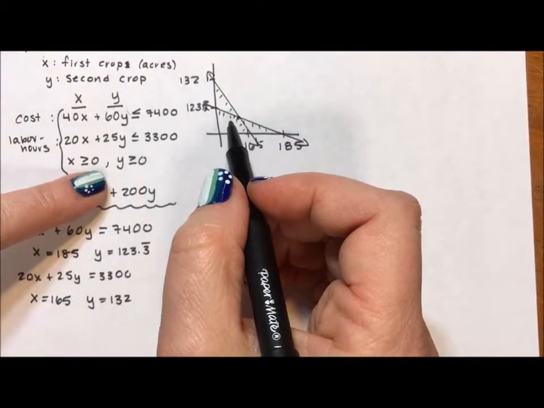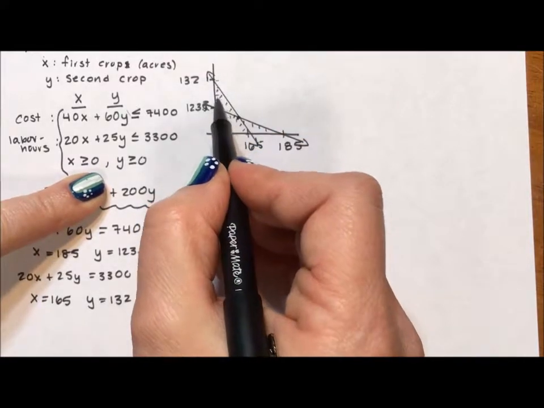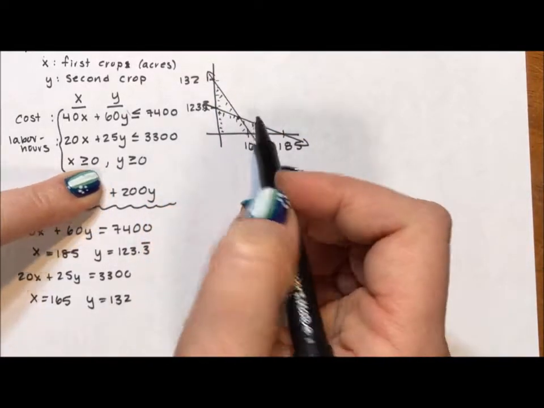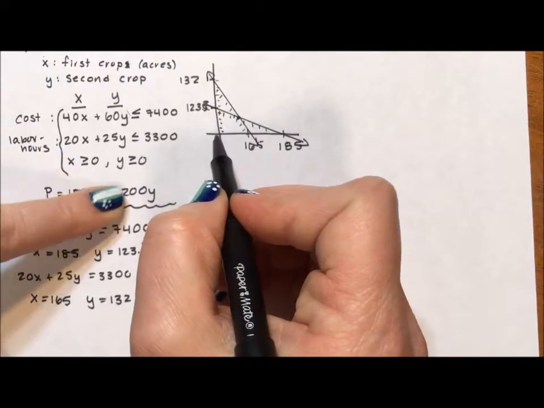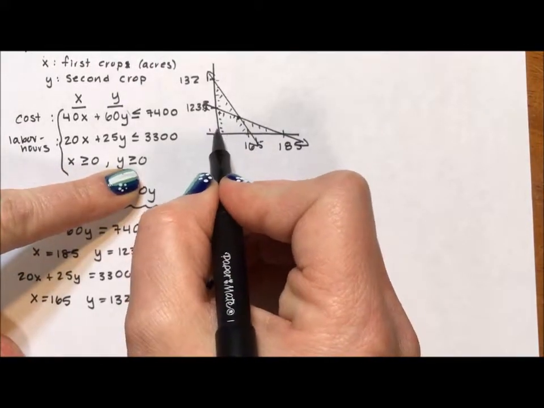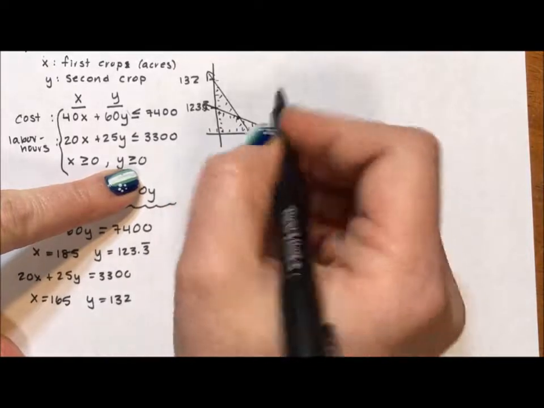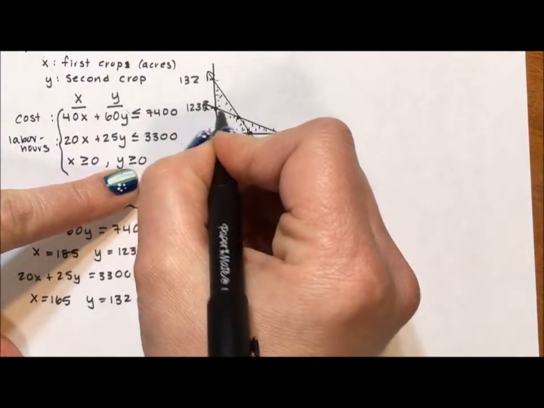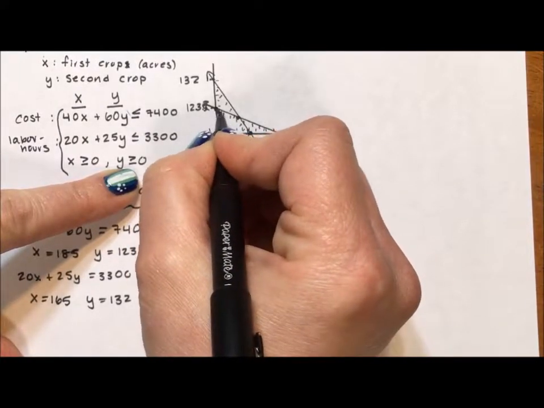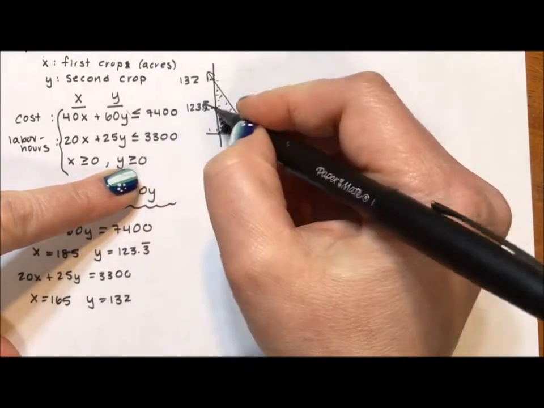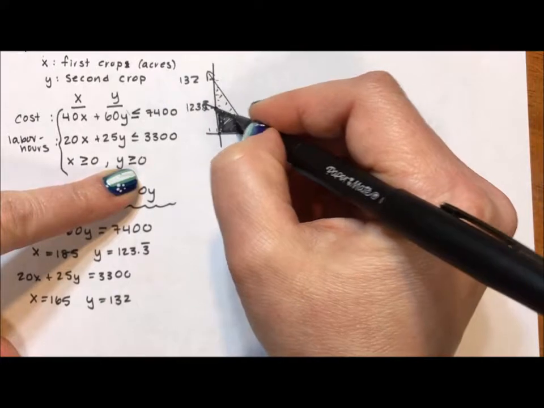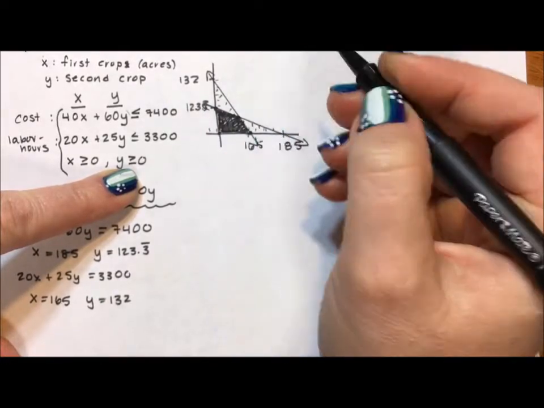My last two equations force me to be in quadrant 1. X is greater than or equal to 0 is to the right of the y-axis. Y is greater than or equal to 0 is above the x-axis, which means that this kite area is the sum total of ordered pairs that satisfy this situation.